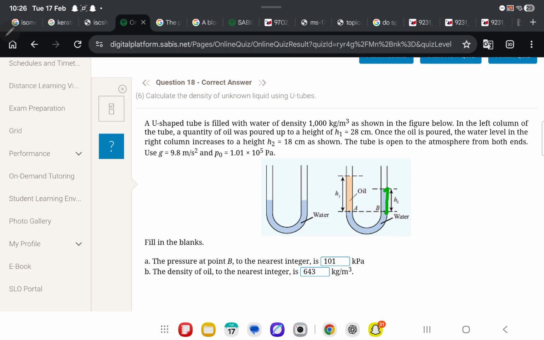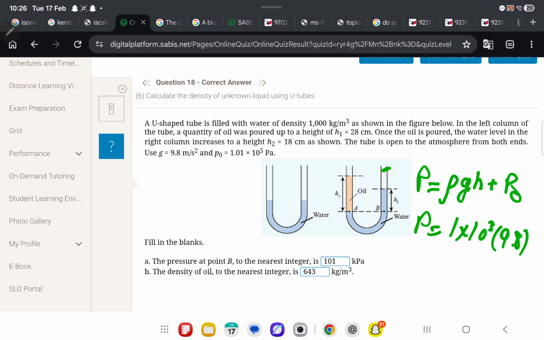Now, since this is open, the pressure is equal to rho g h plus the atmospheric pressure. I'm going to call it P0. Okay, now P is equal to rho of water, which is 1,000, or 1 times 10 to the power of 3, times g, which is 9.8, times the height. This height is how much? H2, which is 18. So into 18 plus 1.01 times 10 to the power of 5.